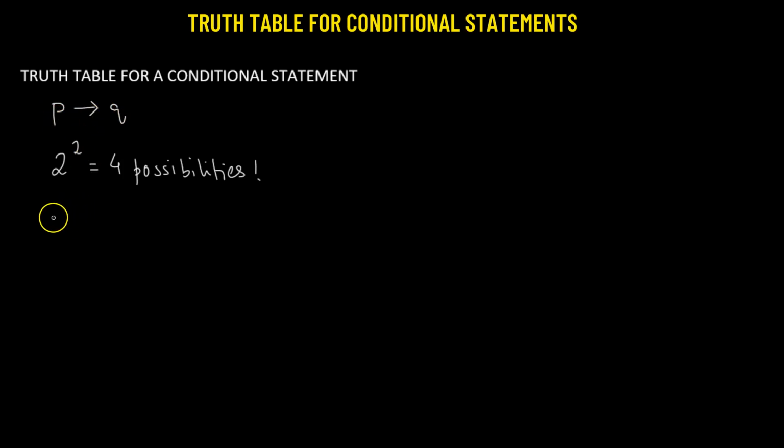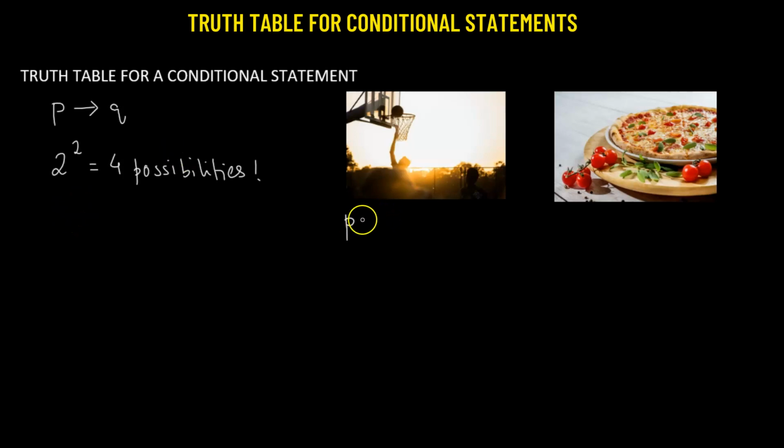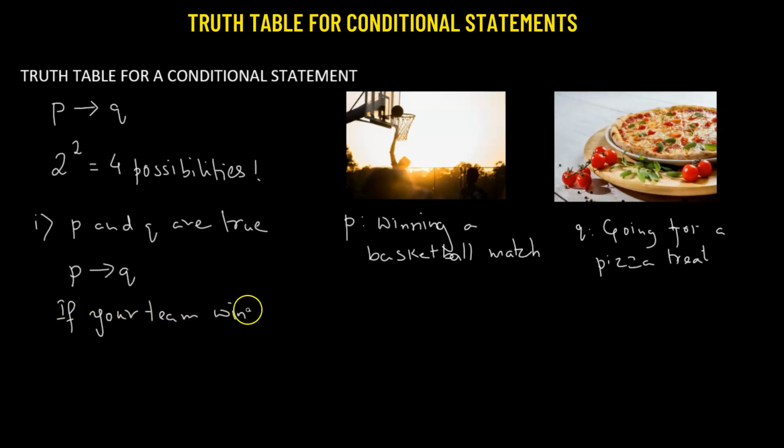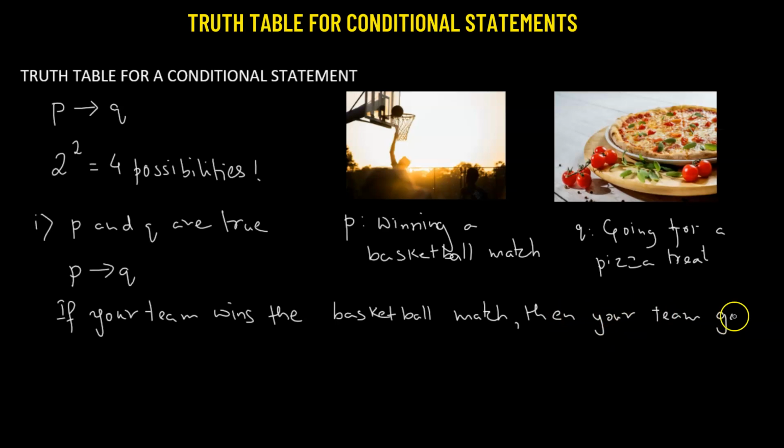So let's talk about each of them one by one. For this, we are going to consider a particular example that will help us arrive at the conclusion. Let us consider this particular condition. We have the first statement P, which is winning a basketball match, and statement Q is going for a pizza treat. Now we consider the first condition, when both P and Q are true. The conditional statement P implies Q would simply mean: if your team wins the basketball match, then your team goes for a pizza treat.